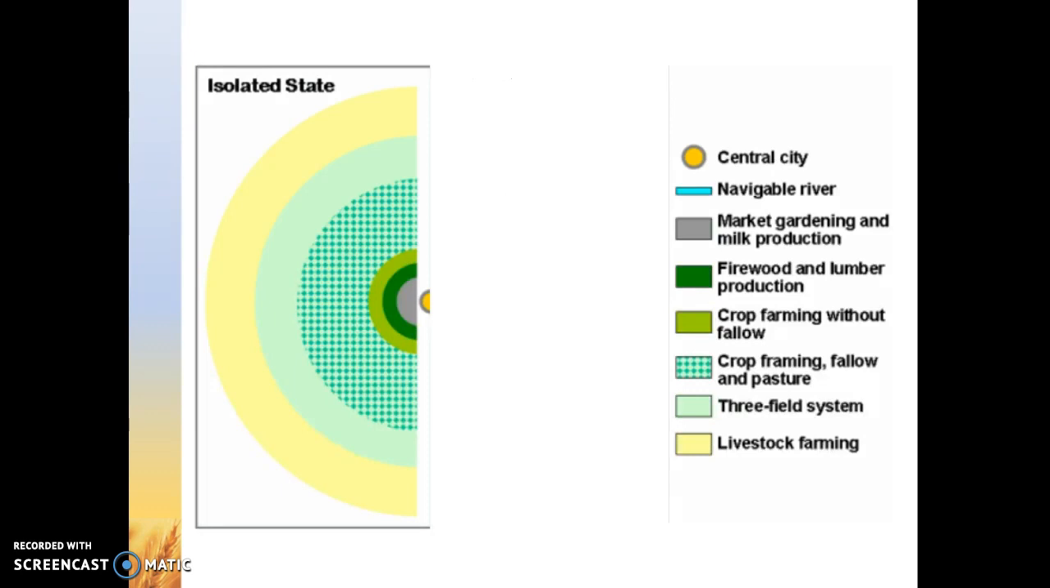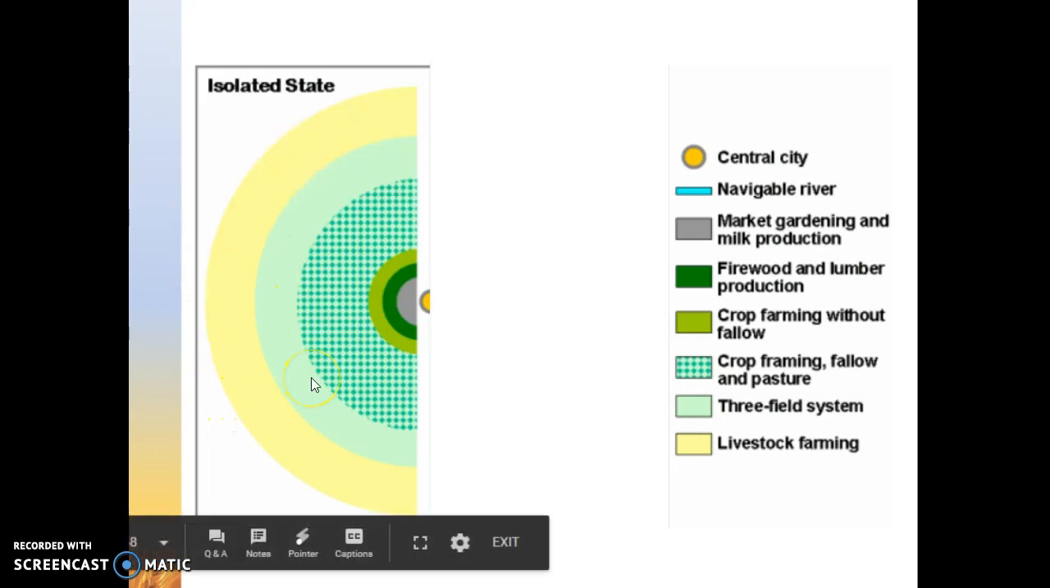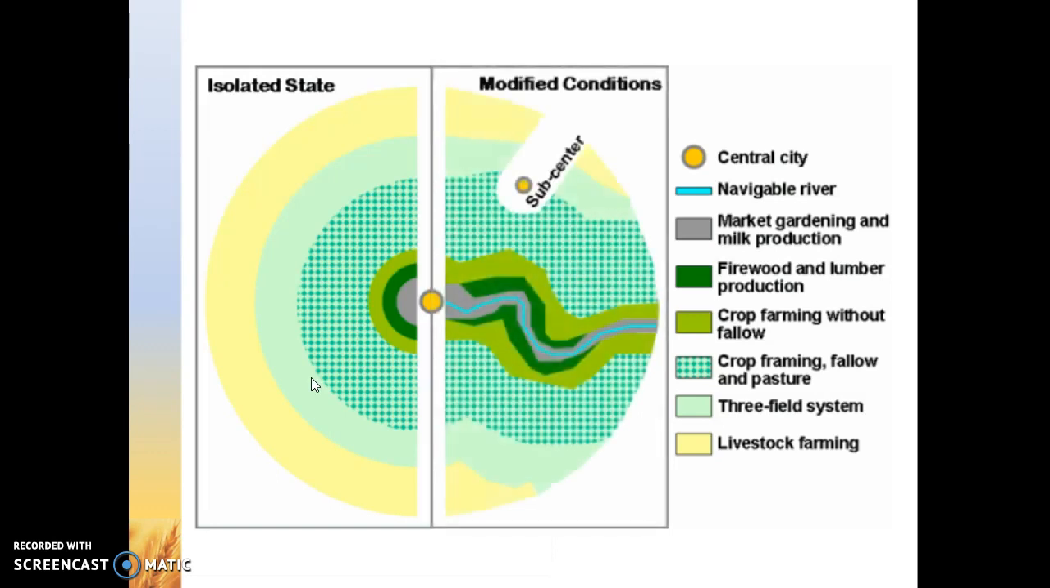So in an isolated state, this actually is a really good example. You can actually see the rings. And it gives you the idea also of crop farming with fallow, crop farming without fallow, and livestock farming being on the far end.